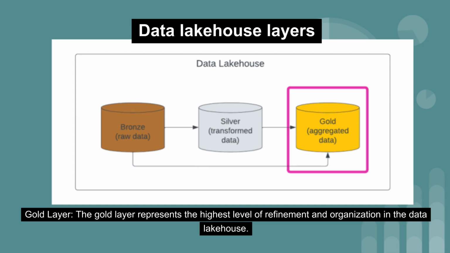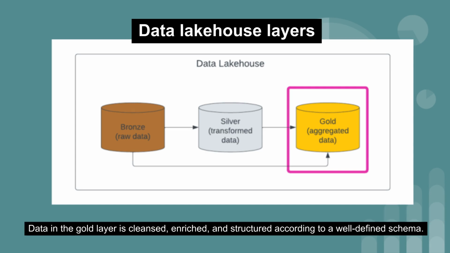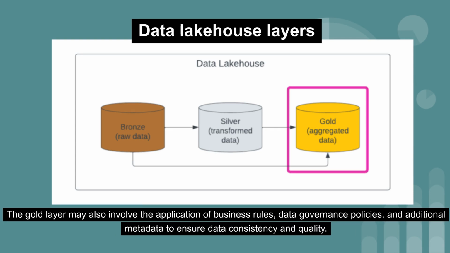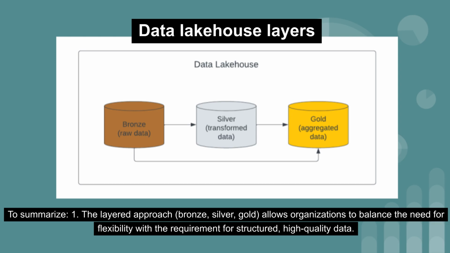Gold layer. The gold layer represents the highest level of refinement and organization in the data lakehouse. Data in the gold layer is cleansed, enriched, and structured according to a well-defined schema. This layer is optimized for high-performance analytics and is suitable for use in business intelligence, reporting, and other advanced analytics processes. The gold layer may also involve the application of business rules, data governance policies, and additional metadata to ensure data consistency and quality. To summarize, 1.